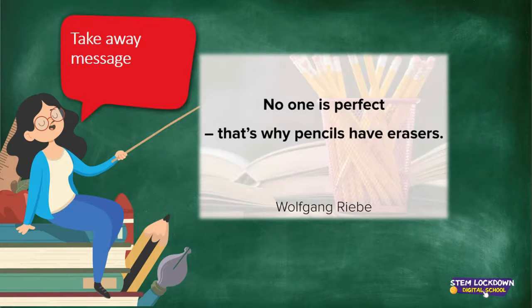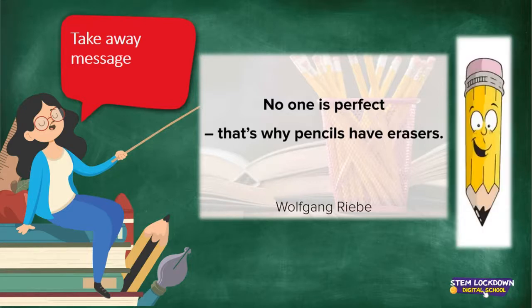All right, so let's have a look at our takeaway message for today. No one is perfect. That's why pencils have erasers. Can you see the pink eraser or rubber at the top of that pencil? Yes, so no one is perfect. So if you make a mistake, it's okay. You can rub it out and you can try again.